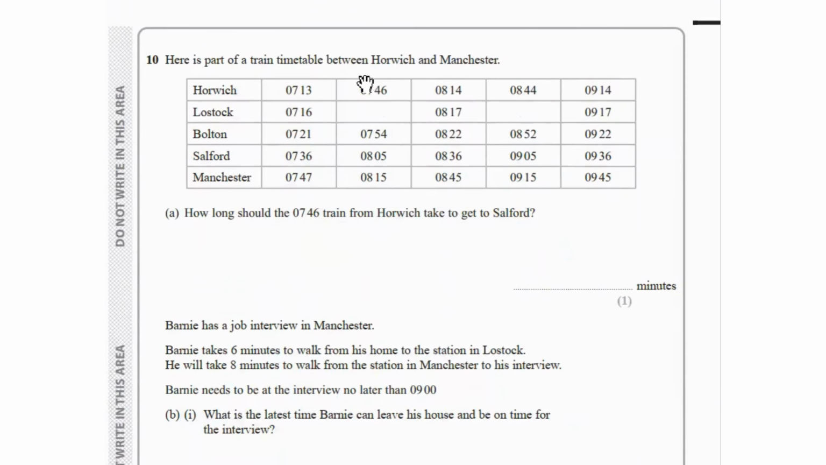Here's a part of a train timetable between Harwich and Manchester. How long should this 7:46 train from Harwich take to get to Salford? 7:46 is this. And Salford is over here. We're starting from 7:46 and our reaching time is 8:05. So that's going to be 19 minutes in total. Because from 7:46 to 8, it's 14 minutes, and then 5 more minutes, that's 19 minutes.